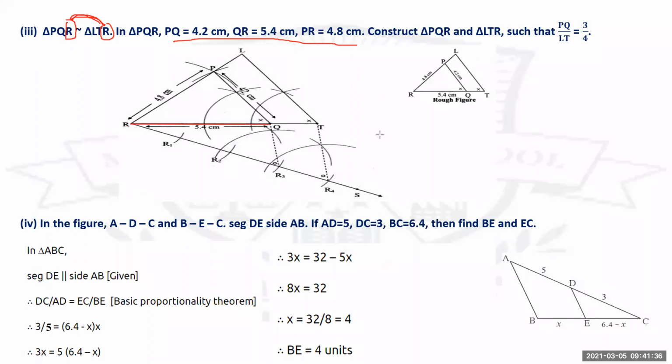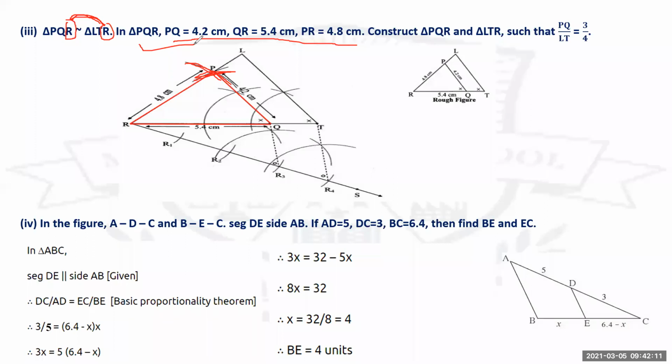Now after that, you'll take a distance of 4.8 on your rounder, and from R you'll cut an arc of 4.8. And after that, from Q you'll cut an arc of 4.2. So where the arcs meet, check, these arcs are meeting each other. So you will join that with R and Q. So your triangle PRQ, construction is complete.